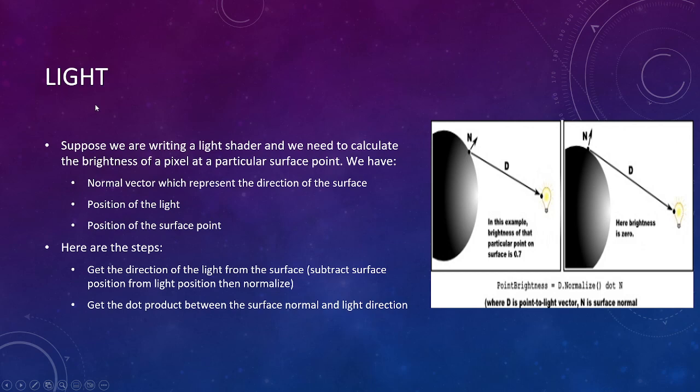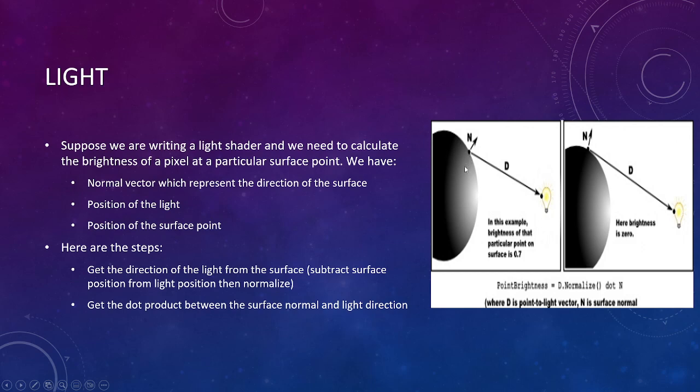Next, we can also use this light. So suppose you're writing a light shader and you need to calculate the brightness of a pixel at a point. We have the normal vector, which represents the direction of the surface, kung anong normal, kung saan siya nakatingin yung surface. We have the position of the light. And we have the position of the surface point right here.